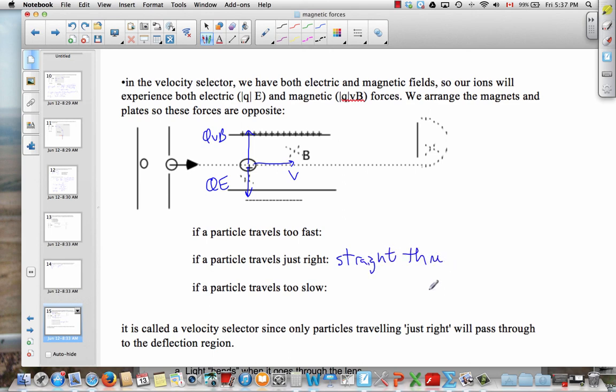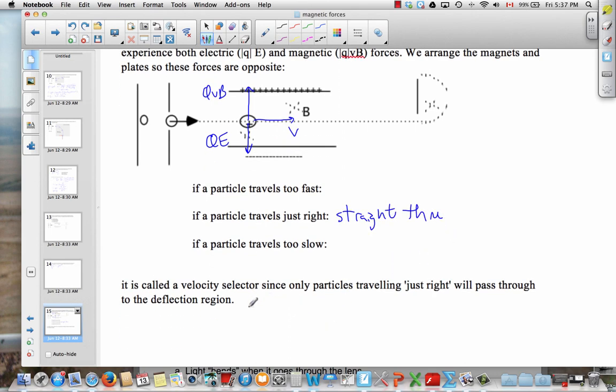Okay? And the condition for going straight through is going to be that those forces balance each other. And then that's only going to happen if the ratio of electric and magnetic field is the speed that you're going. So you have to be going at this speed to go straight through. So that's why it's called a velocity selector, because it picks out only particles that are traveling this quickly.